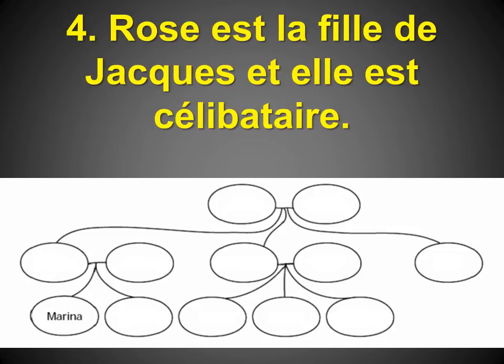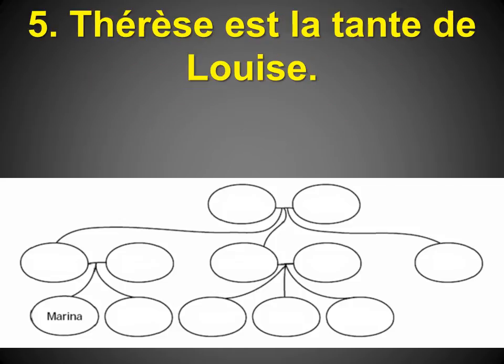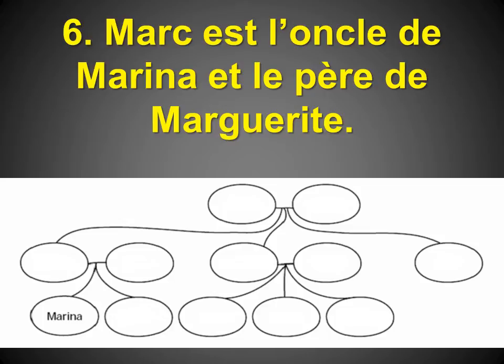Rose est la fille de Jacques et elle est célibataire. Célibataire means single. She's not married. Thérèse est la tante de Louise. Marc est l'oncle de Marina et le père de Marguerite. Le père de Marguerite. You should be able to fill in Marc et Marguerite somewhere.